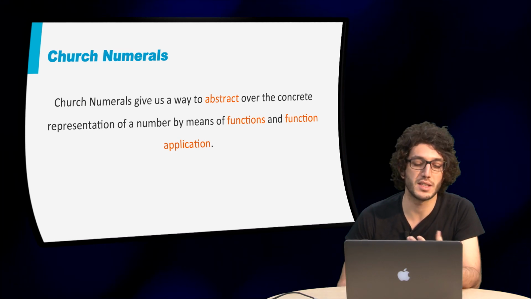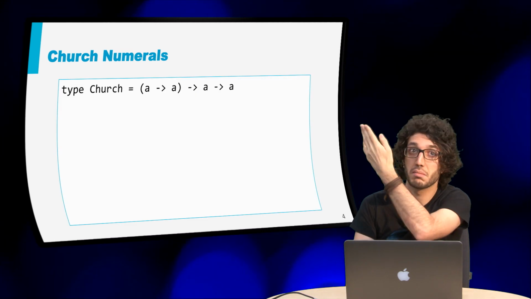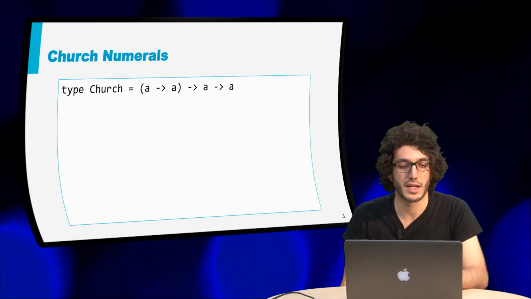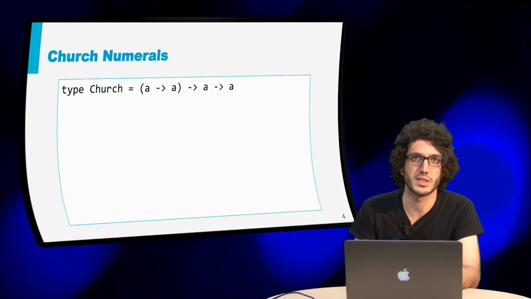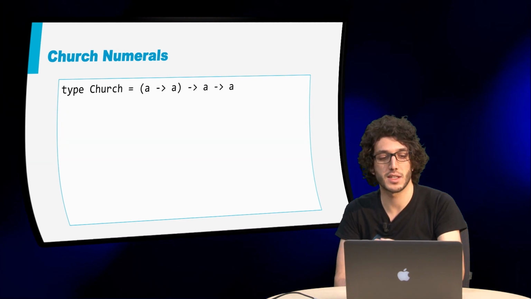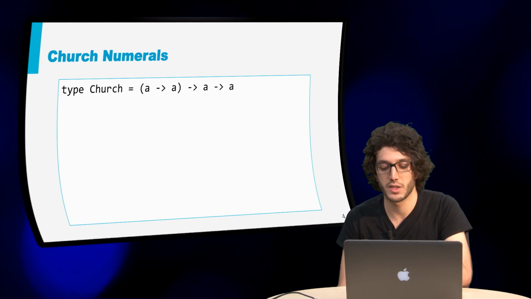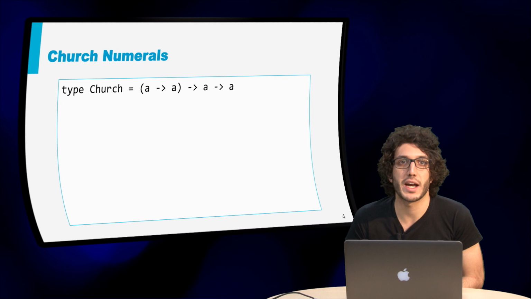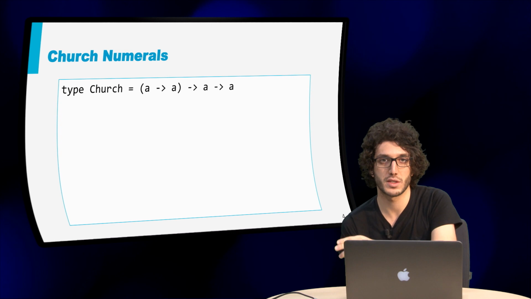Okay, now let's see how a church numeral works. The type of the church numerals is this that you can see here on the slide, and it's basically a function that takes as an input argument another function, namely, we will see that this function is called the successor function. It takes another argument, which is the zero number, and it returns the church representation of this number. Ideally, a number n is defined as n applications of the successor function over the zero number.